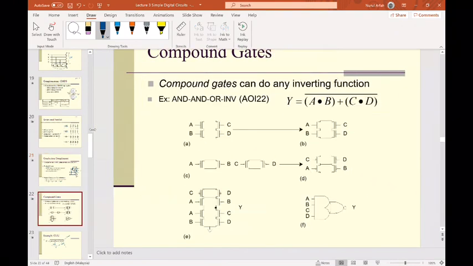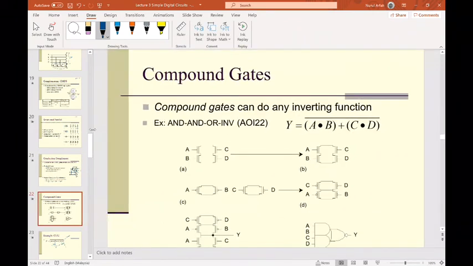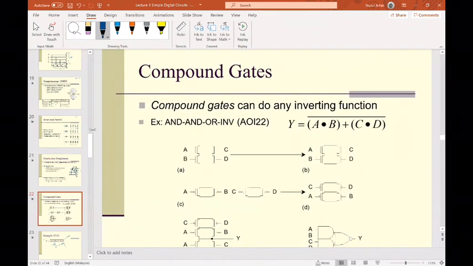Okay, we go to the next stage. Let's say you have a compound gate like this. This is this equation, right? And you know that if you have, what is this one? The dot there. A dot B, and then you have C dot D. Is it AND gates or OR gates?